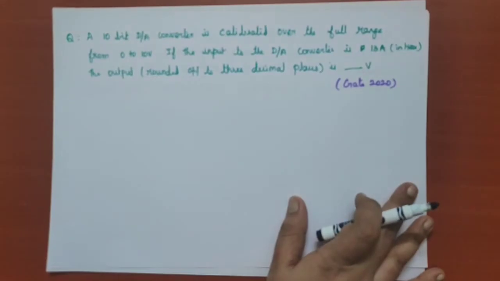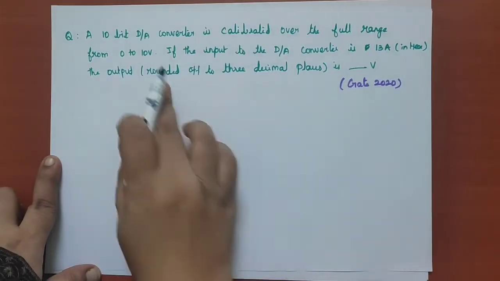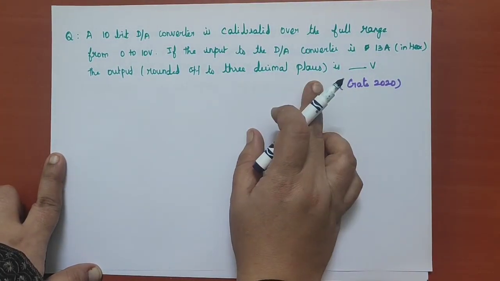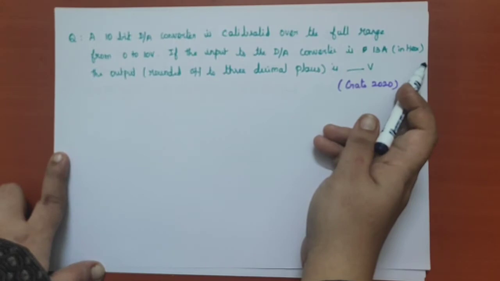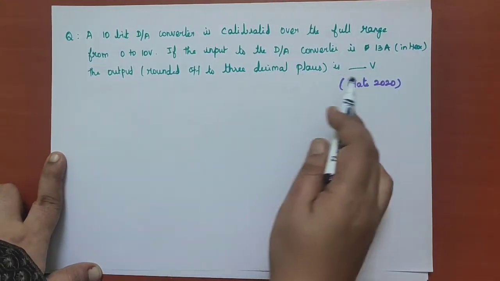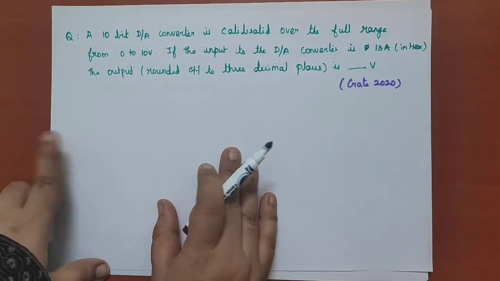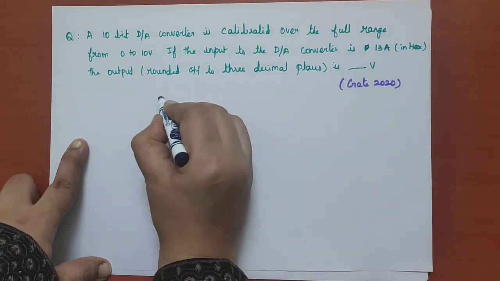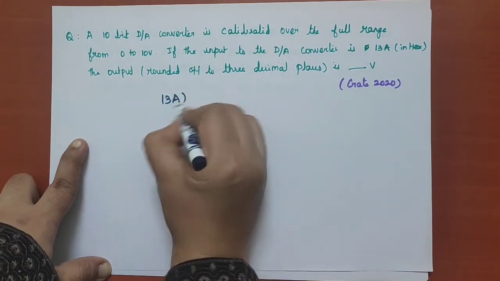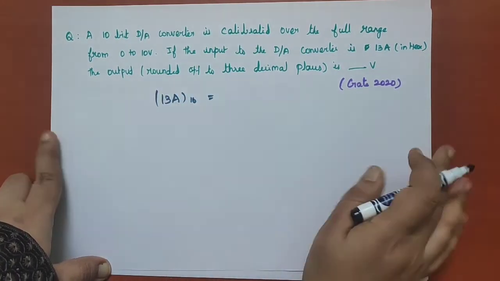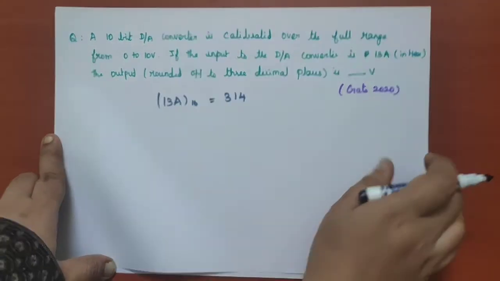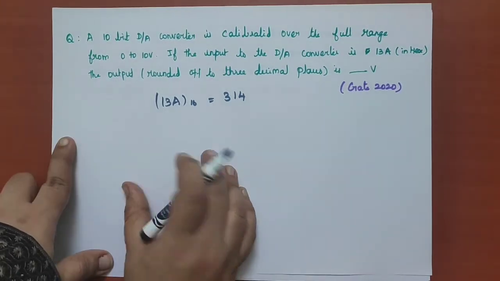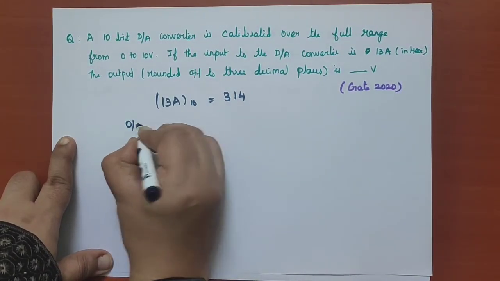Okay, the next question is, a 10-bit D to A converter is calibrated over the full range from 0 to 10 volt. If the input to the D to A converter is 13A, given in hexadecimal, the output is dash volt. First we will convert this hex input 13A (base 16) to decimal, which is equal to 314.